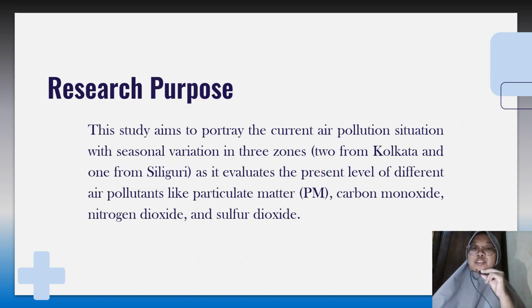Okay, the research purpose from this journal. This study aims to portray the current air pollution situation with seasonal variation in 3 zones, two from Kolkata and one from Siliguri, as it evaluates the present level of different air pollutants like particulate matter or PM, carbon monoxide, nitrogen dioxide, and sulfur dioxide.